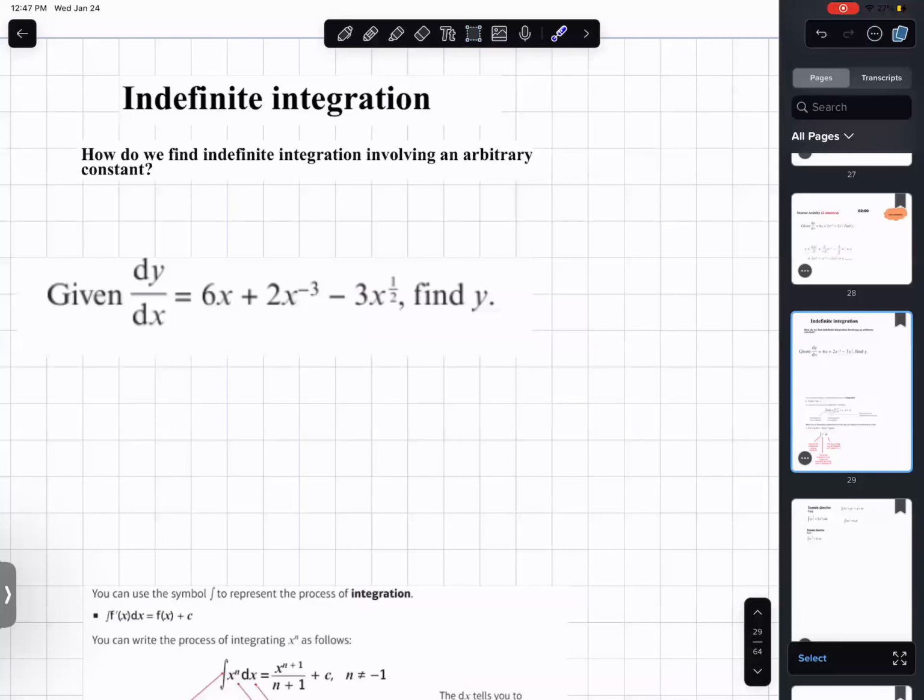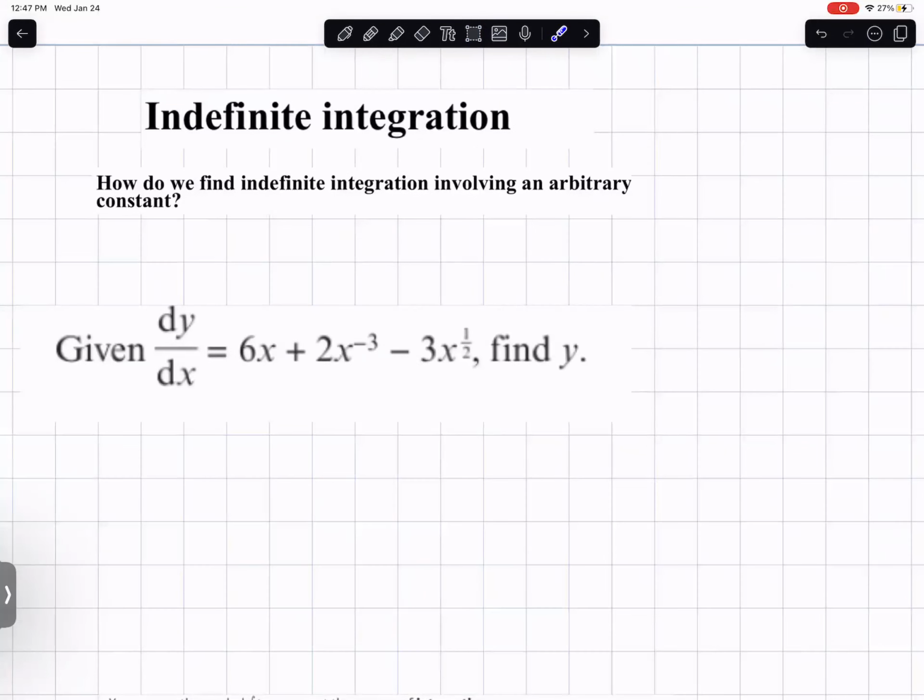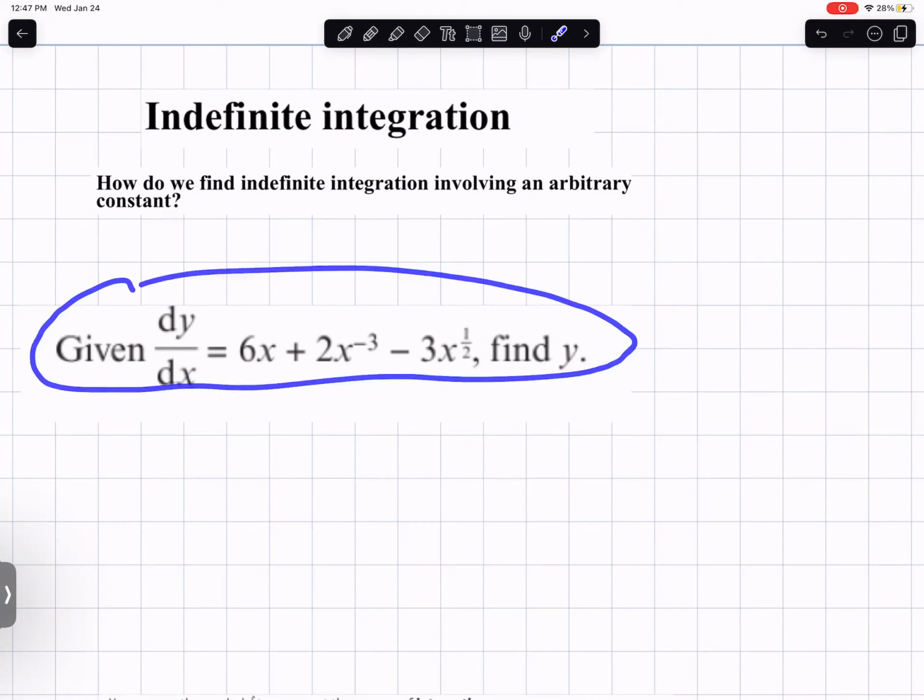Welcome back. I'll be looking at another part of integration. We haven't done the basics of integration. Now we're looking at indefinite integration. How do we find indefinite integration involving an arbitrary constant? That is our focus for this class. This example I gave you was from the previous class.